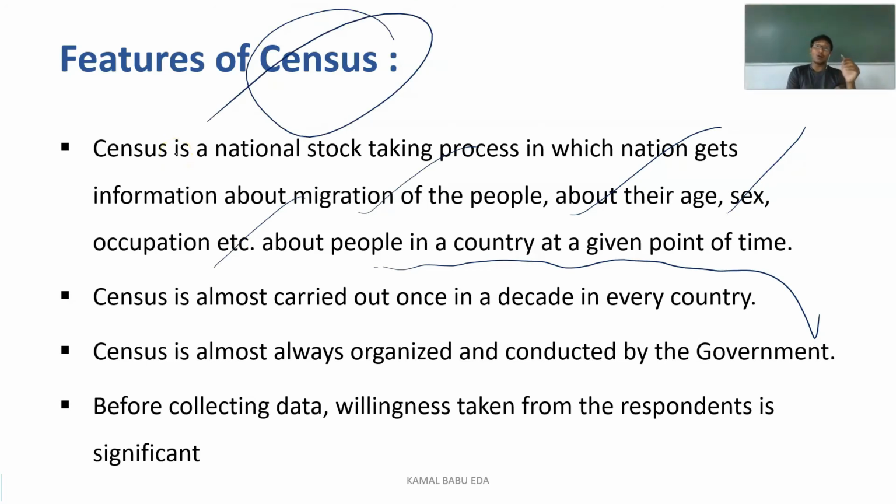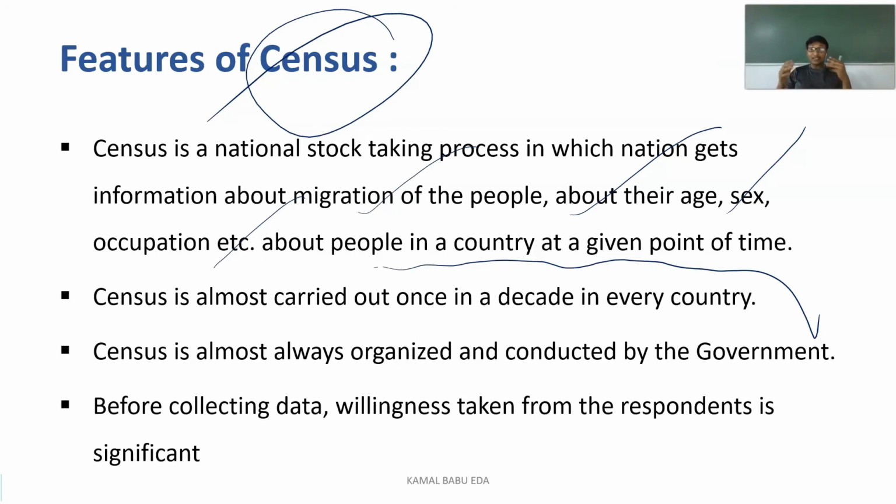Census is almost always carried out once in a decade in every country, because in every 10 years there will be a lot of changes, a lot of group dynamics, a lot of population dynamics occurring. So if you want to find out the exact data for every decade, the census is conducted and the data is published.